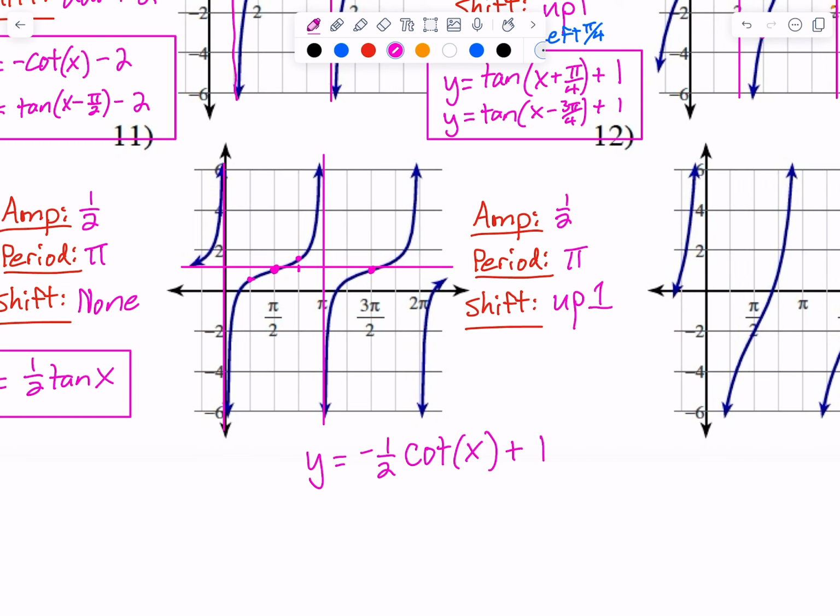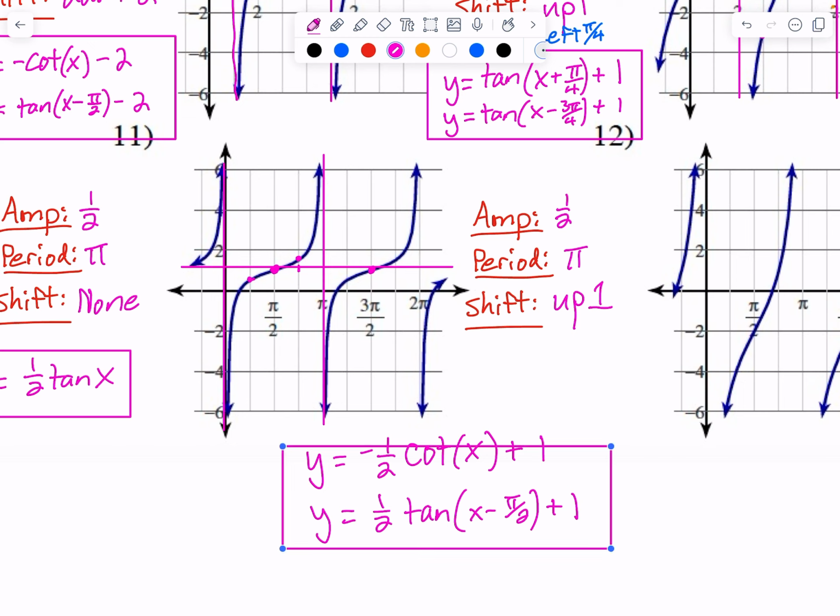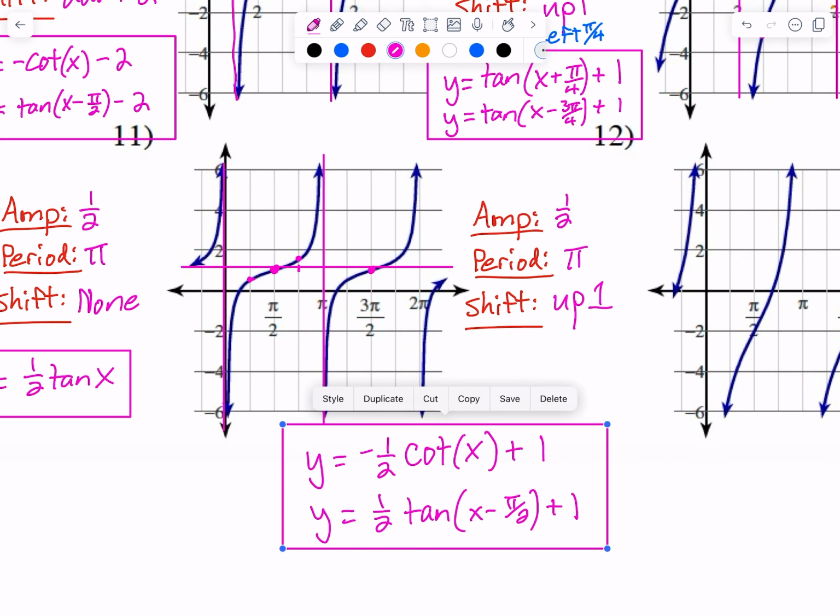I could have also used tangent. I could have done 1/2 tangent, and then moved this function pi over 2 over, plus 1. Either one of these would have worked. I would think through both of those, because either one is correct. I think the top one is quicker. I didn't have to think about any kind of left or right shift, which is where it gets weird.